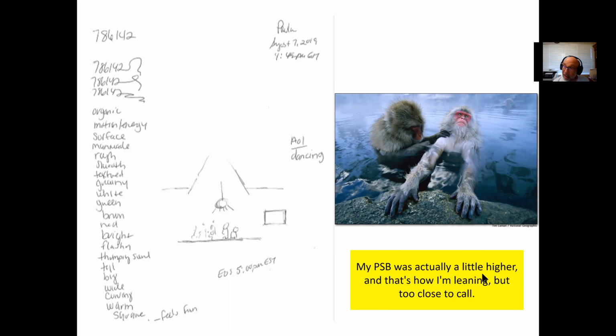B was actually a little higher. And that's how I'm leaning, which would have been a miss, but too close to call. So that was the perfect kind of discipline that you want. If the 2 confidence rankings are close, there are a lot of reasons for that, but your subconscious might be able to say, right now, for whatever reason, why don't you pass?